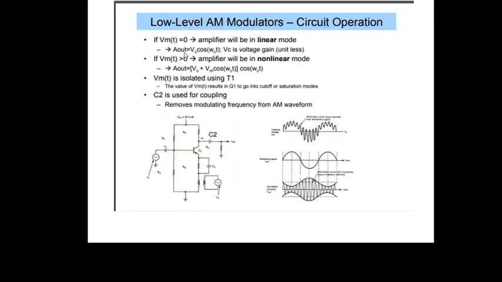What is the linear mode? When the modulating signal is 0, the amplifier is in linear mode, and the output is Vc cos omega c t, where Vc is the voltage and the voltage gain is unitless. If the amplitude modulation voltage is greater than 0, the amplifier operates in non-linear mode. The output voltage consists of Vc plus Vm cos omega c t. Vm is isolated using T1, and the value of Vm results in Q1 being in cutoff or saturation mode. We implement the low level AM modulator with a transistor, and this is the waveform shown here.